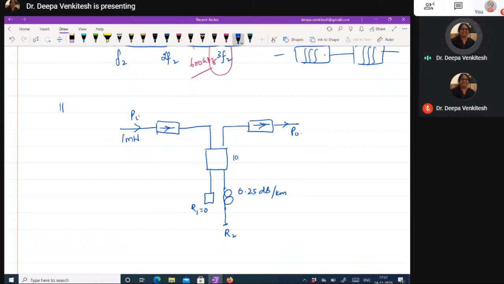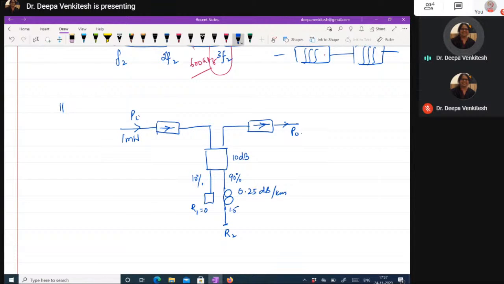The coupler has a 10 dB power coupling ratio, a 90/10 coupler. It has no excess loss, so 90% of the power is going here and 10% of the power is going here. The refractive index of the core is 1.5, and the fiber pigtail is also 1.5.